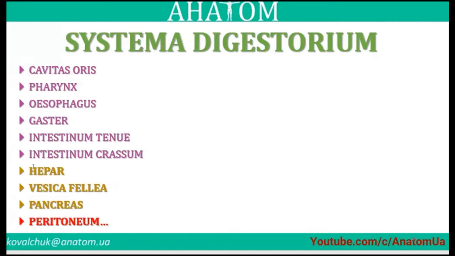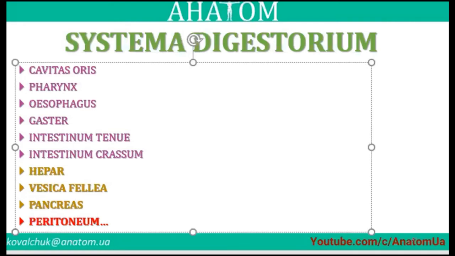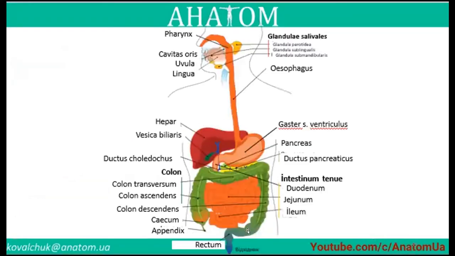I think maybe the liver, or hepar in Latin, has the biggest number of functions in the whole organism. The gallbladder, or vesica biliaris, is a special sac for bile. The pancreas is the second biggest gland in the organism. And the peritoneum, I repeat, is a serous membrane present in the abdominal cavity that connects with internal organs in the abdominal cavity with two layers, visceral and parietal.